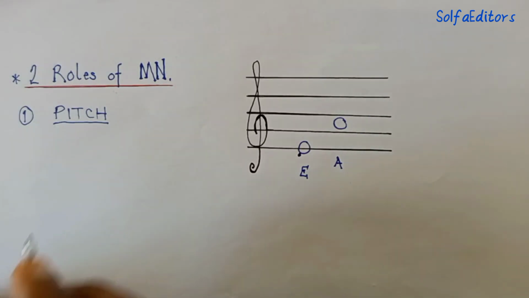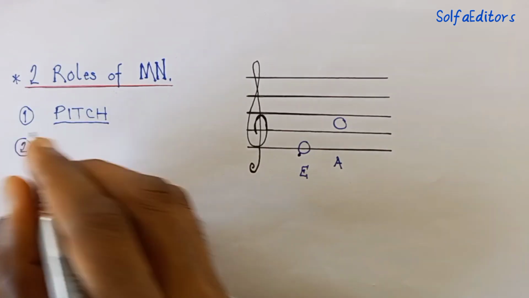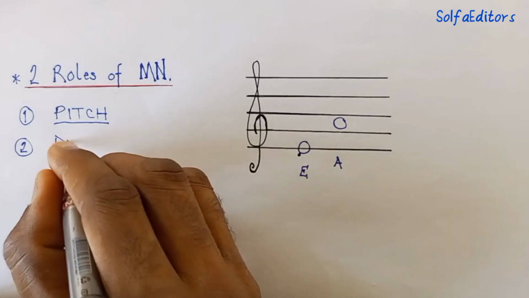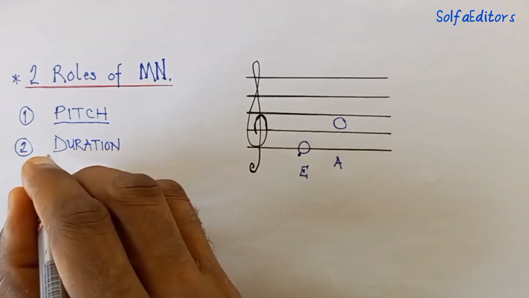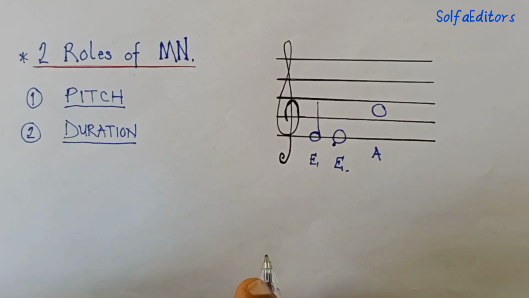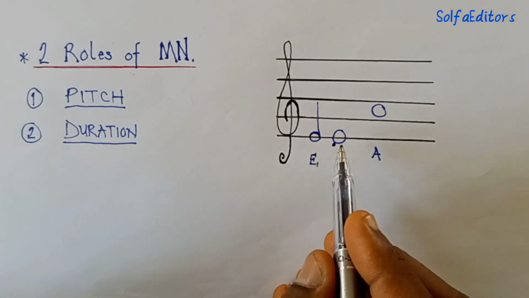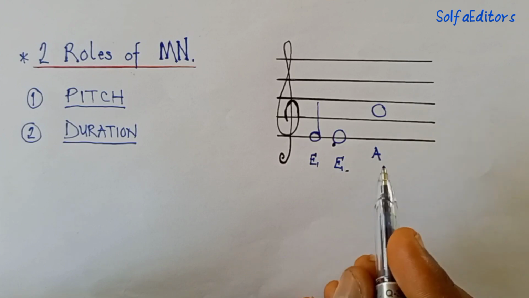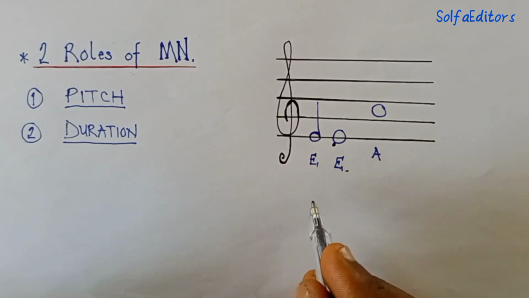Okay, the second role of the musical note is the duration. It tells us how long a note will be sounded. For example, we can have two pitches but with different duration, like the half note here preceded by whole note. That suggests to us that they might be of the same pitch, but they would have different duration.